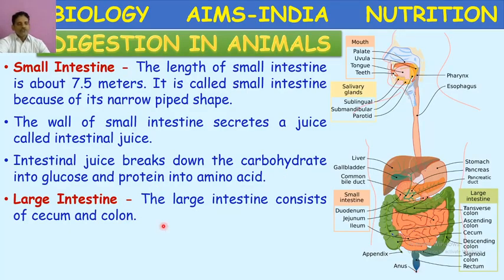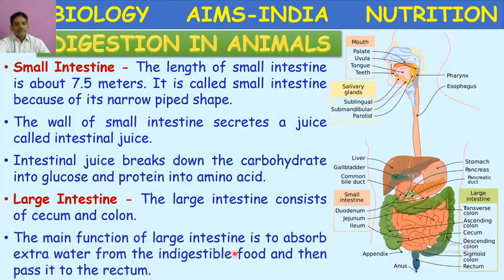Then undigested food. What happens to undigested food? The large intestine is the next part of the digestive system. It consists of colon, cecum and rectum, three parts. The main function of large intestine is to absorb extra water from the undigested food and then pass it to the rectum. From the rectum, the undigested food will be passed out during a process called defecation.